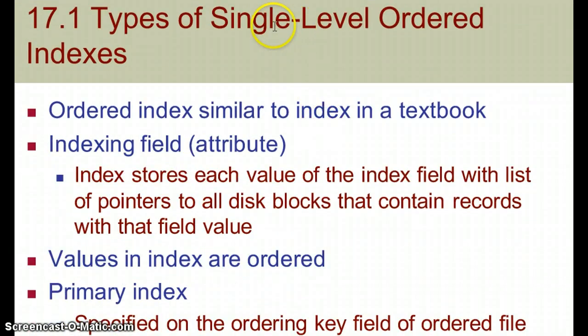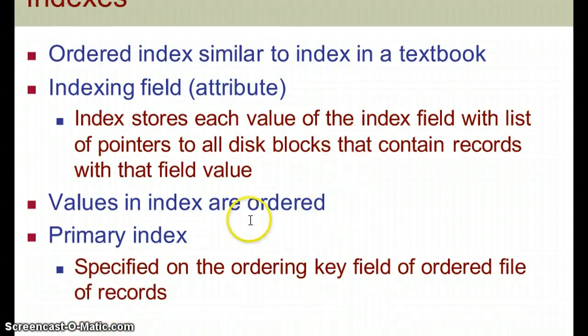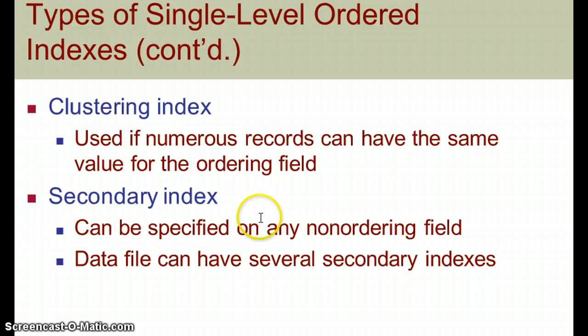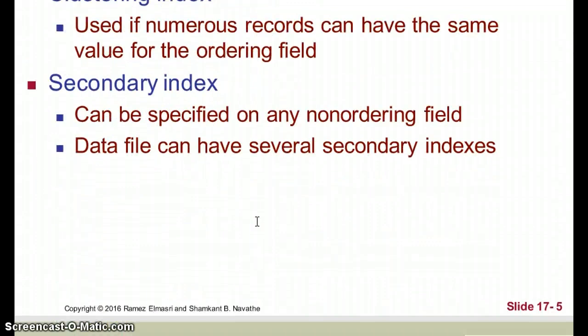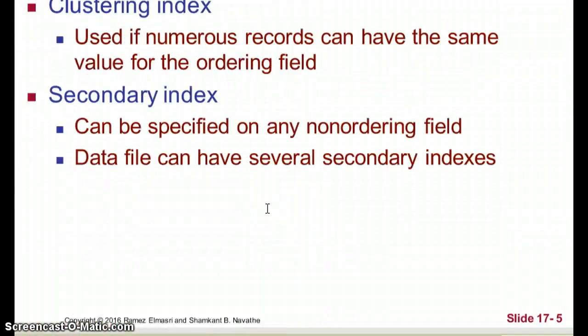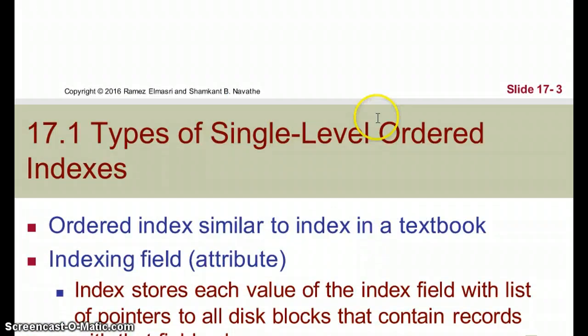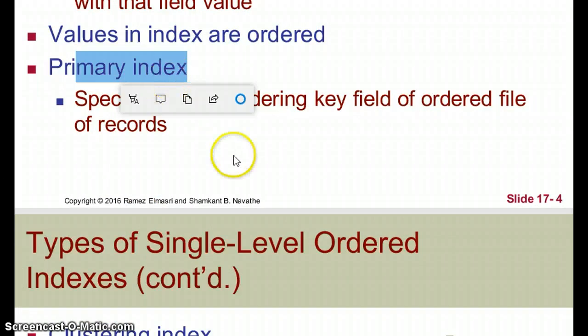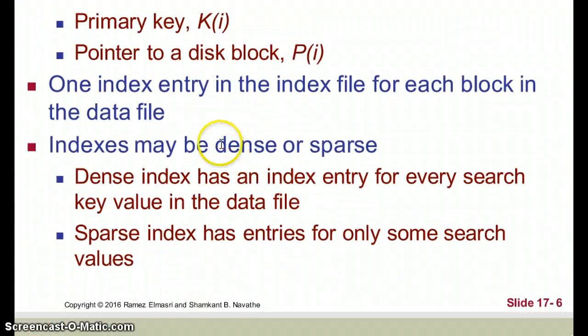Now we will discuss first single level indexes. Now ordered index. What is ordered index? We will first see what are the different kinds of single level indexes. Single level indexes are primary index, clustering index and secondary index. And there is multi-level indexing also. So first we will see what is single level index. In single level index, there is first the primary index. Now what is primary index?